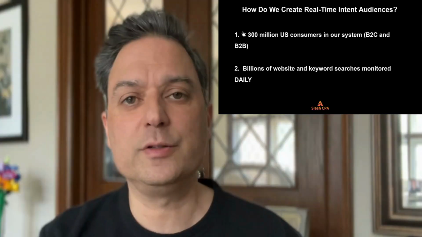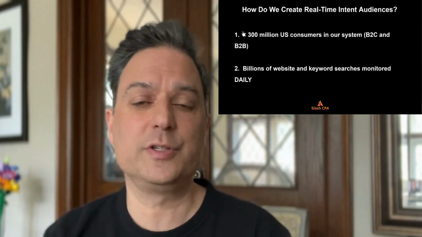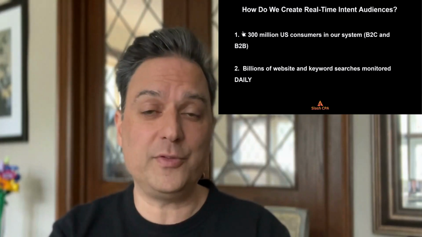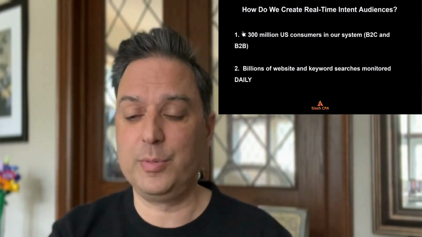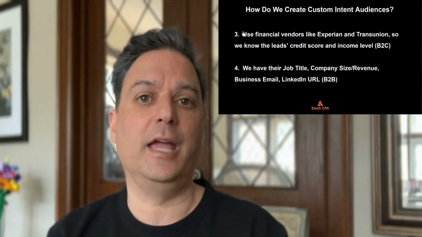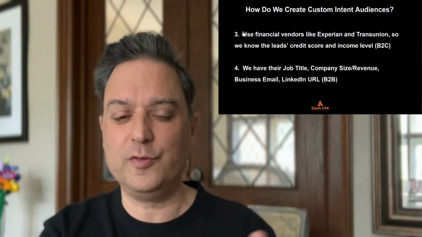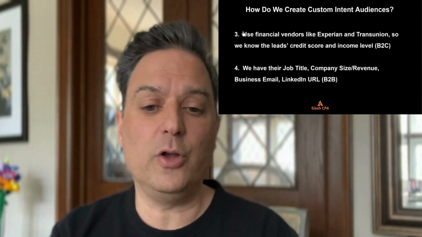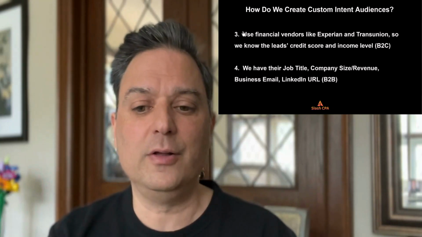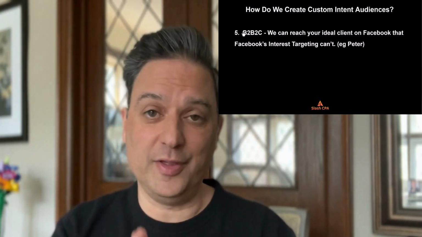So how do we create these real-time intent audiences? We're tracking just under 300 million US consumers in our system, both B2B and B2C. And we're tracking billions of website visits and keyword searches that people are doing. And we use financial vendors like Experian and TransUnion. And that tells us things like credit score and financial information that I showed you before. And if it's B2B, we also look at things like job title, company size, revenue, their business email, LinkedIn URL, etc.